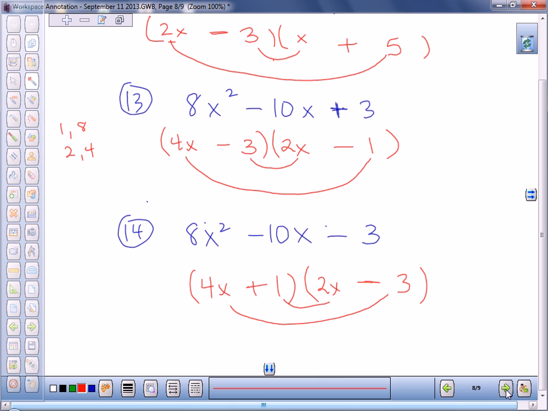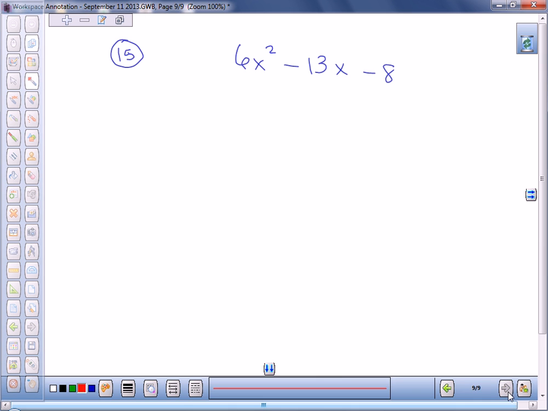My first term is not prime, nor is my last term prime. So I got to do some thinking at both ends. So my choices for 6 are 1 and 6 and 2 and 3 in some order. My choices for 8 are 1 and 8 and 2 and 4. And here's the big deal right here. I know they're different signs, and I know I need it to add up to 13.